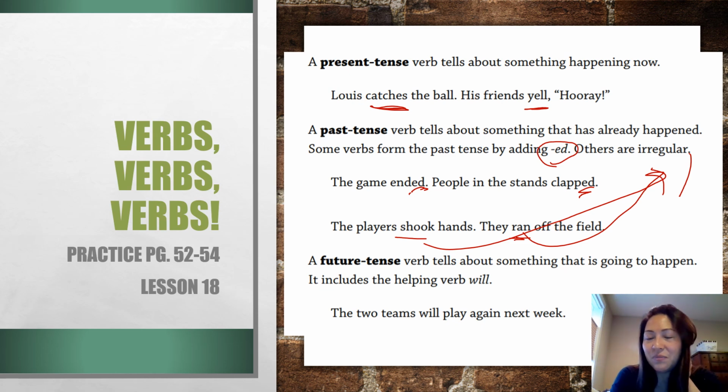Future tense tells about something that is going to happen. It usually includes the helping verb will. The two teams will play again next week.